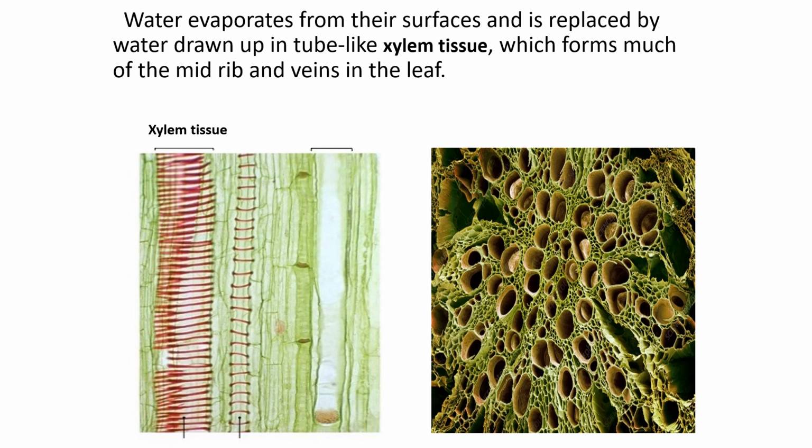So these veins: xylem tissues group together and they give me the veins. And as I said, when the water evaporates from the surface of the spongy mesophyll, it is replaced by water drawn up in tube-like xylem tissue. And this xylem tissue, a group of them, forms for me veins in the leaf.